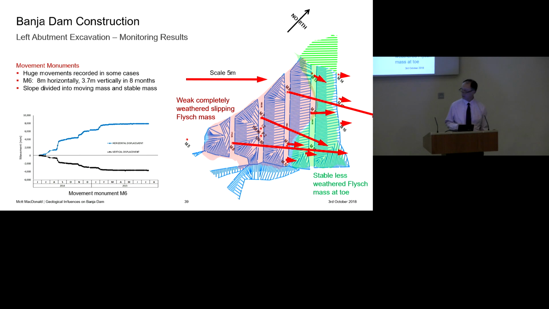And here on the bottom left, you can see a record of M6, and you can see step-like changes, and all those will relate to rainfall events, although we don't have the rainfall data, unfortunately.